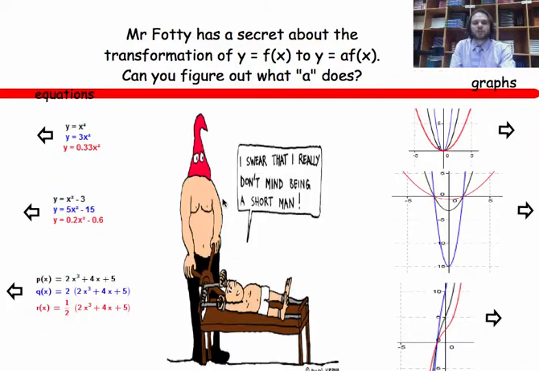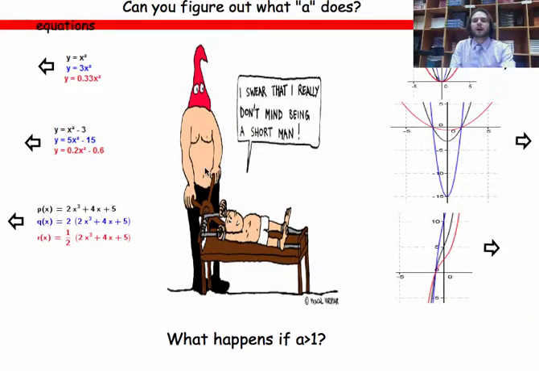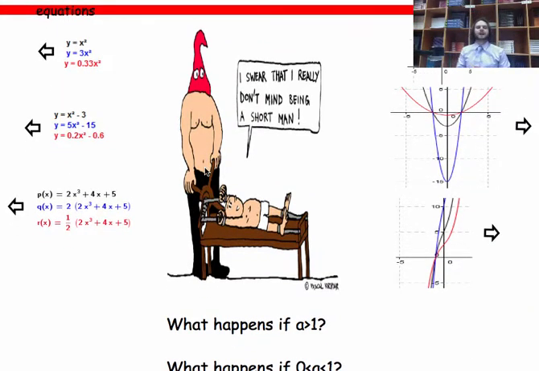So what is happening? What does a do when a is greater than 1? What happens when a is between 0 and 1? I want you to see if you could solve those and write down what kind of pattern you think is happening.